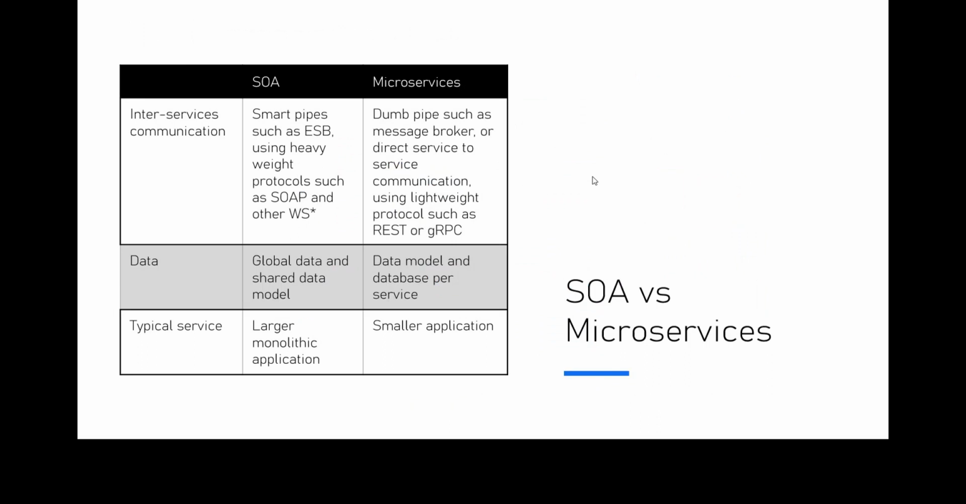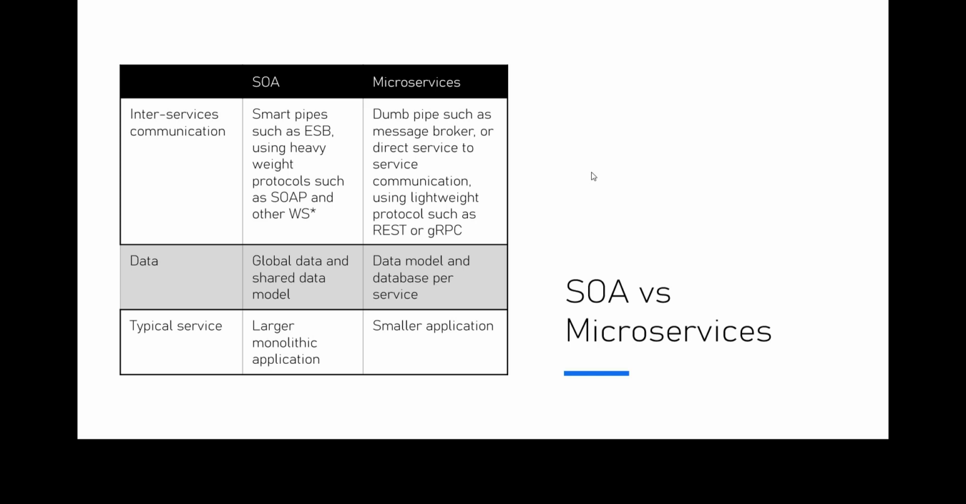Now the very basic question which ideally comes up, from people who have been in the industry, is: hey, microservices, what's the big deal, because we already had SOA. Now SOA solved a very specific problem. If you really look at SOA, it typically deals with larger monolithic applications. They have global shared data and a shared data model. And the pipes are really smart pipes, ESB, heavy lifting, heavyweight pipes, with protocols such as SOAP and web services.